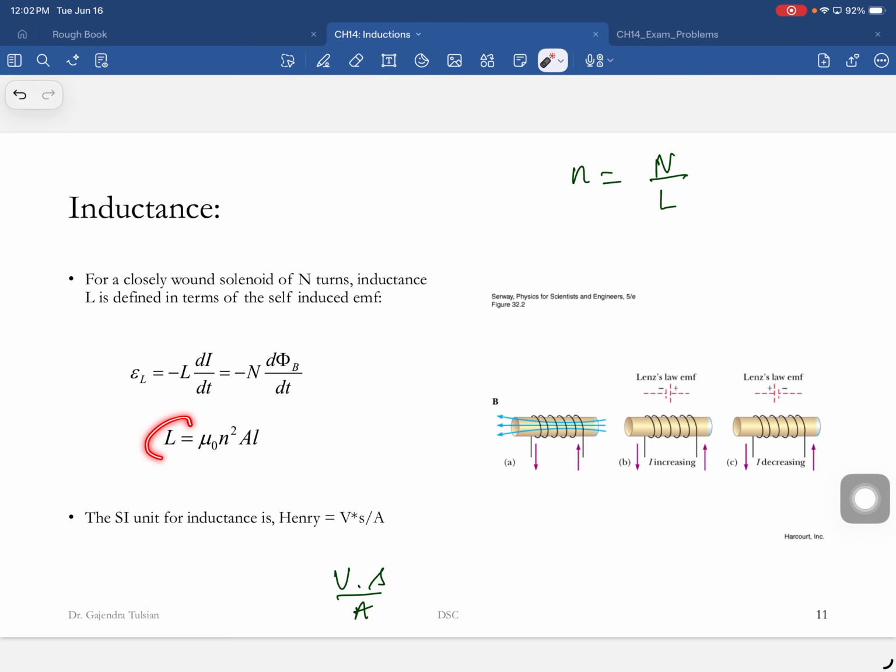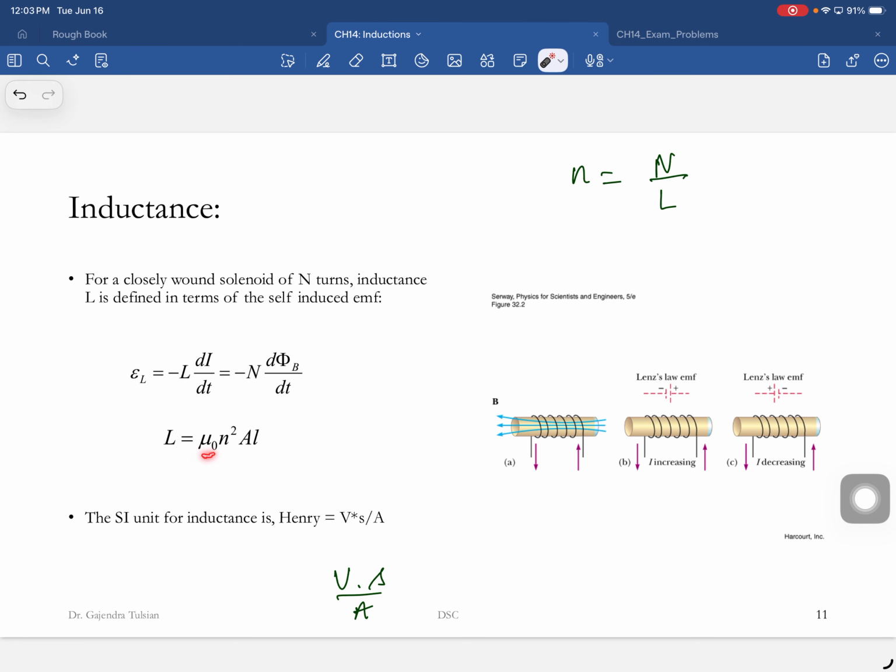So what does L tell you? It tells you how hard it fights changes of current. A larger L means a greater induced EMF for a given rate of change of current. So oftentimes you want larger L's.